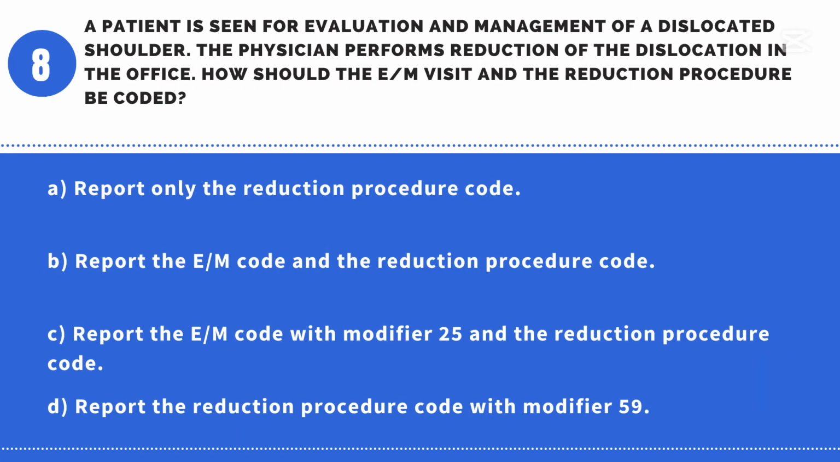Question 8. A patient is seen for evaluation and management of a dislocated shoulder. The physician performs reduction of the dislocation in the office. How should the E/M visit and the reduction procedure be coded? A. Report only the reduction procedure code. B. Report the E/M code and the reduction procedure code. C. Report the E/M code with modifier 25 and the reduction procedure code. D. Report the reduction procedure code with modifier 59.